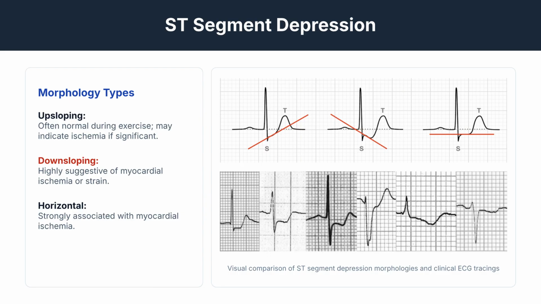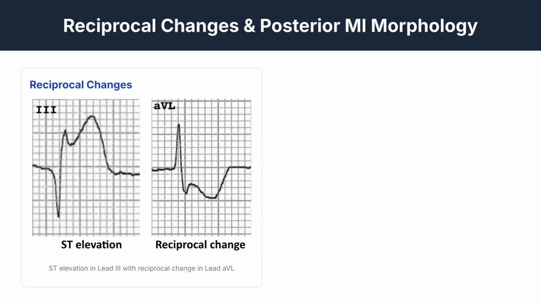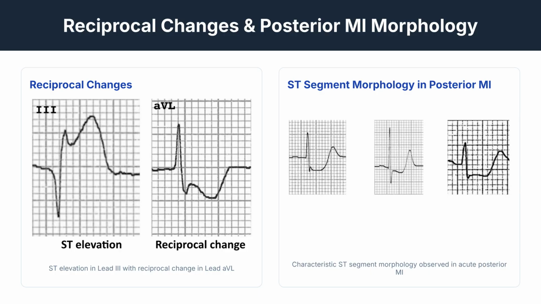Downsloping depression is highly suggestive of ischemia or strain. Horizontal depression is strongly associated with myocardial ischemia. Reciprocal changes show ST elevation in one area, such as lead 3, with reciprocal depression in an opposing area, like AVL.